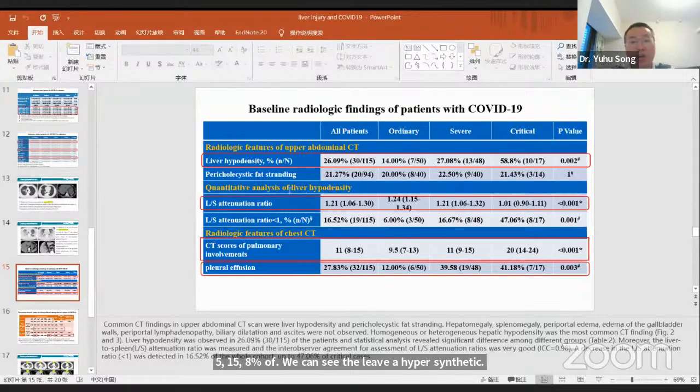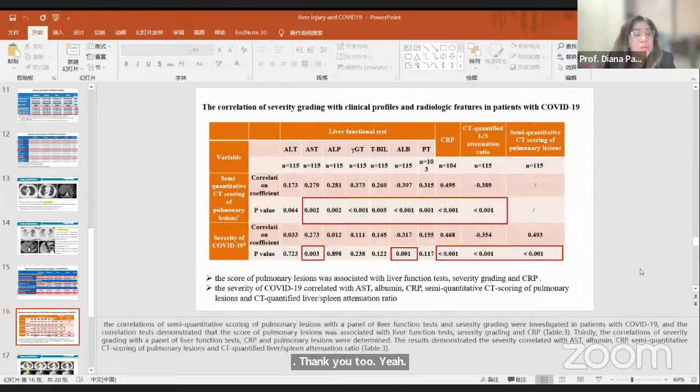Then we do the quantitative analysis of liver hypodensity. The liver to spleen attenuation ratio value is 1.20 overall. In critical cases, it is 1.001. We also see the percentage of patients with a liver to spleen attenuation ratio less than 1: in critical cases it is 47%. We also look at the findings on chest CTs. The CT score involvement is 11 in critical cases. 22. Pleural effusion here. The correlations of the severe grade, clinical profiles, and radiology in the patients.